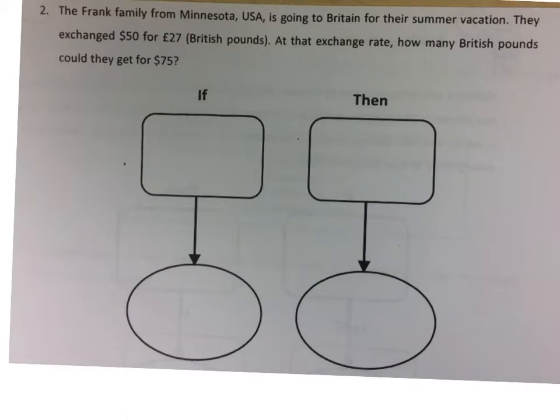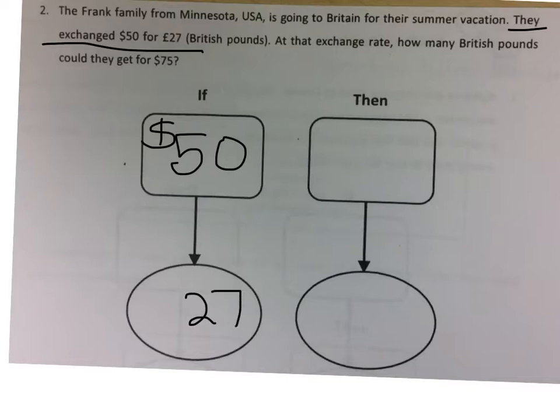Next one says the Frank family from Minnesota, USA is going to Britain for their summer vacation. They exchanged $50 for 27 British pounds. At that exchange rate, how many British pounds could they get for $75? The ratio comparison sentence there is right here. They exchanged $50 for 27 pounds. So right there, I'm going to write my number up here. So $50 brought them 27 pounds.